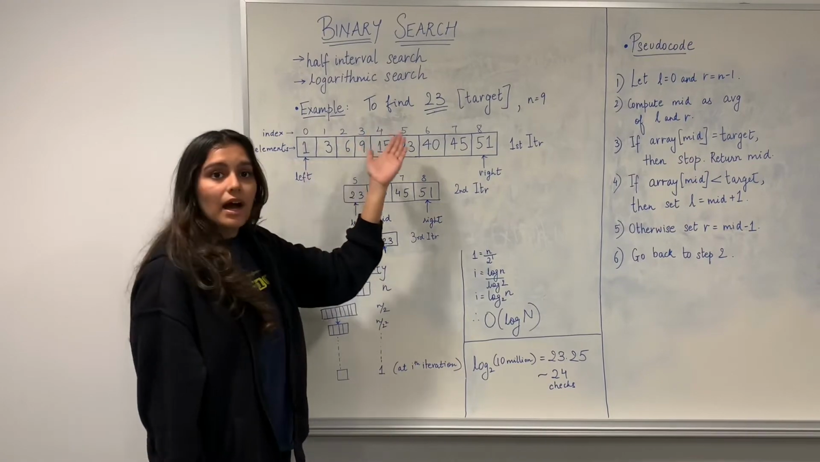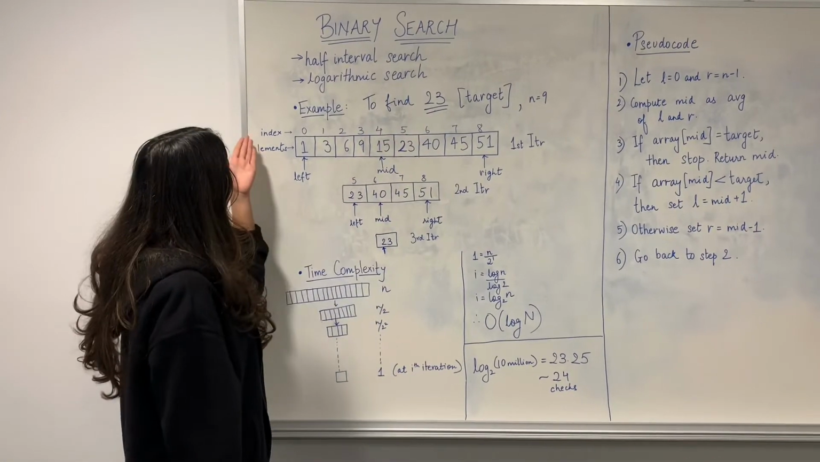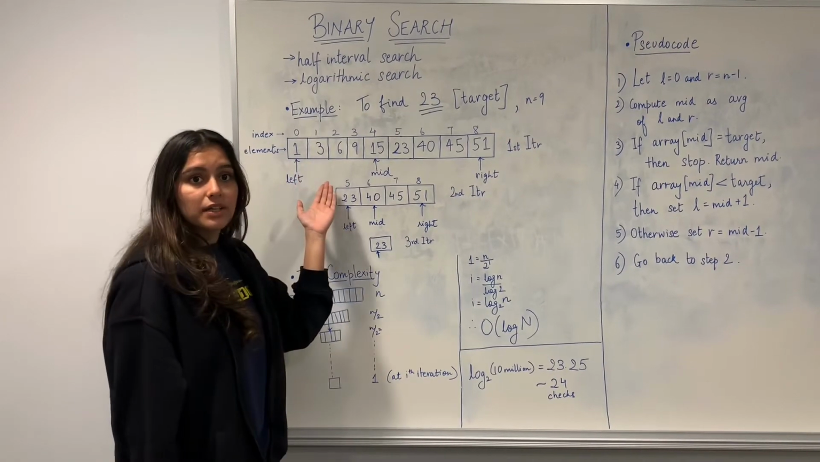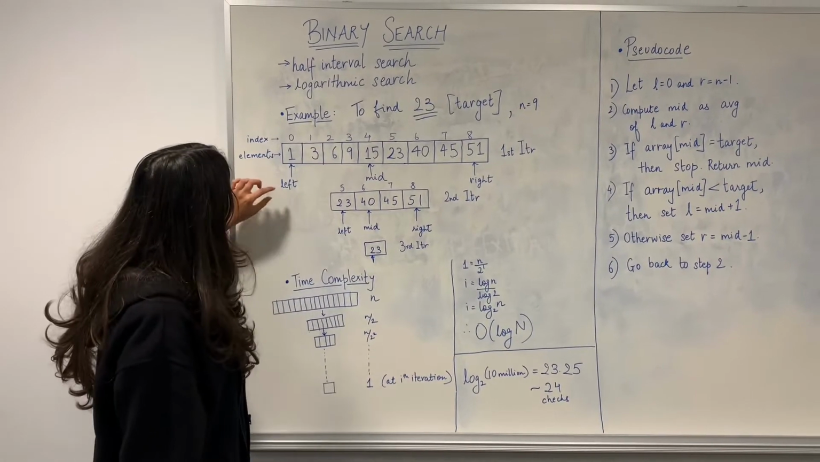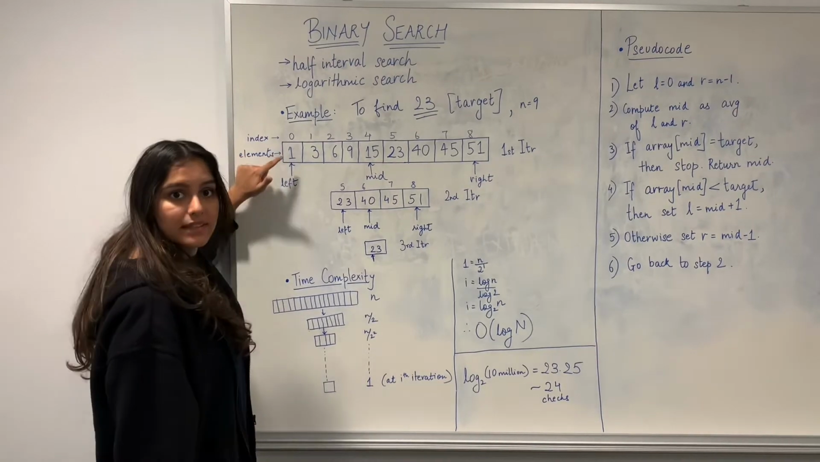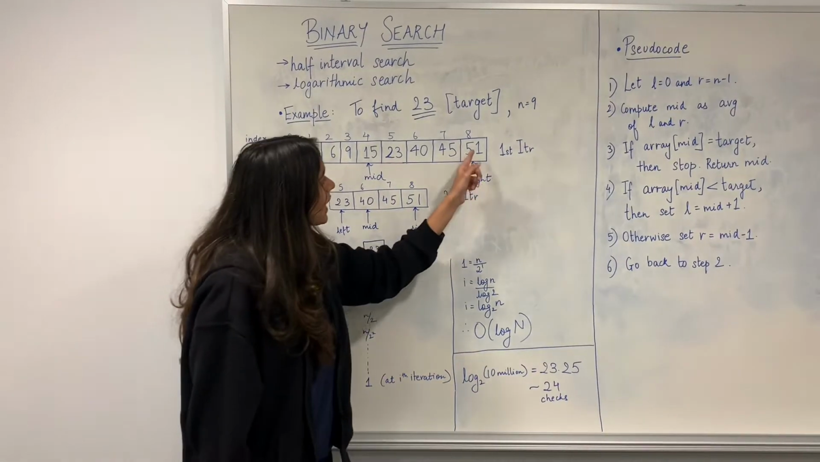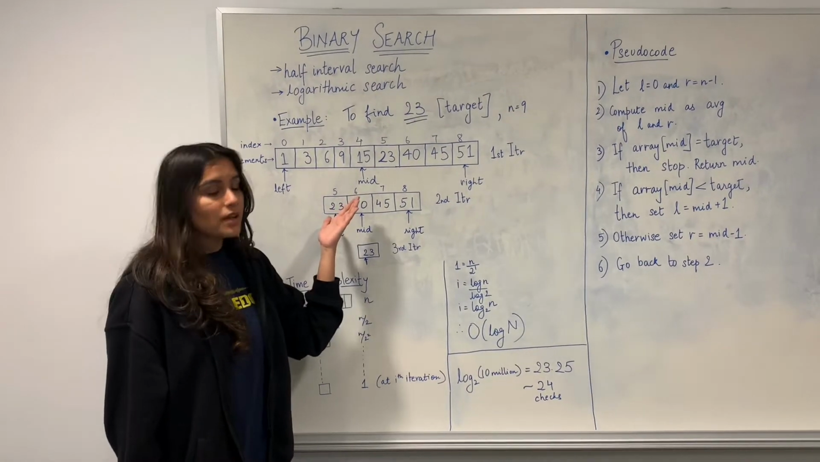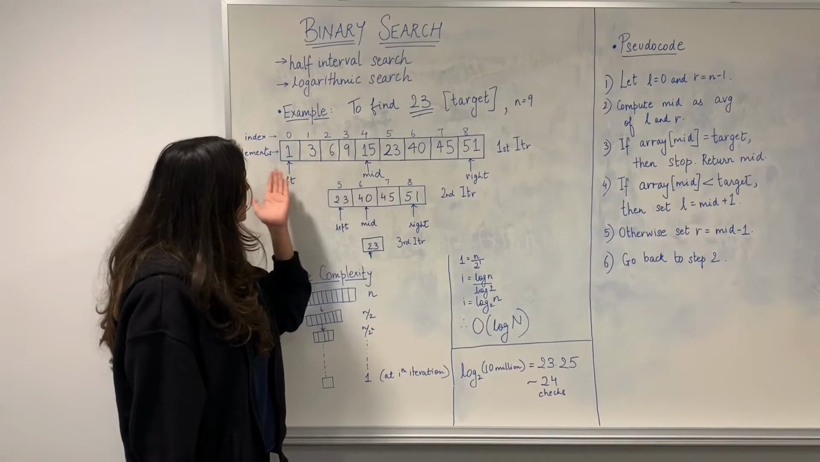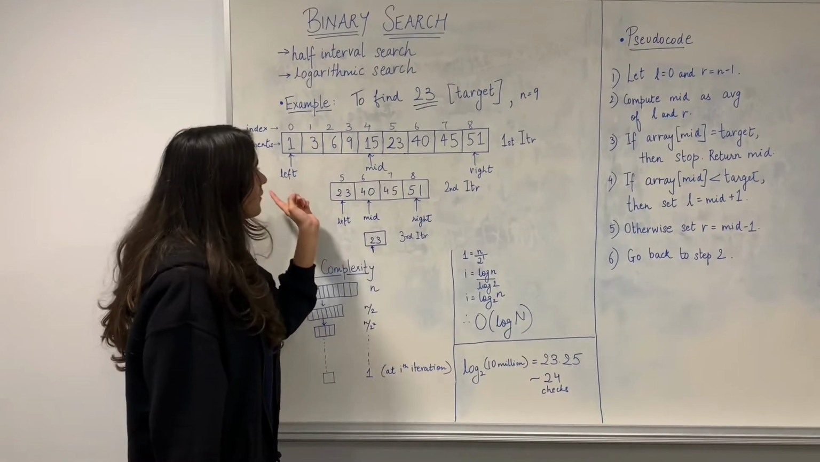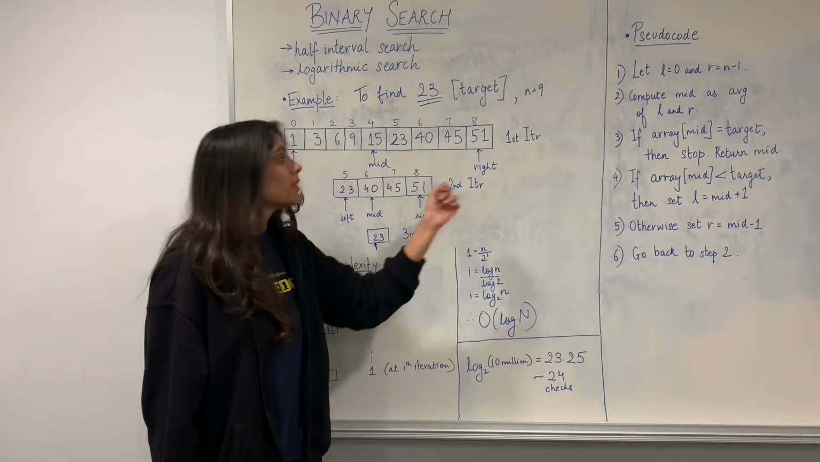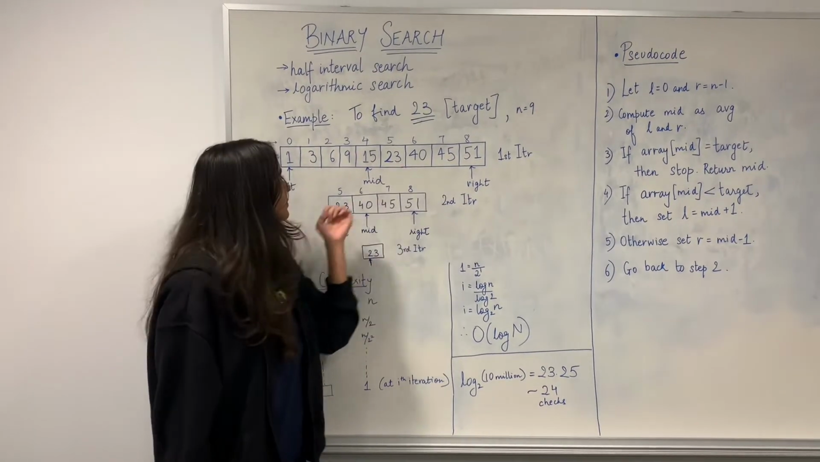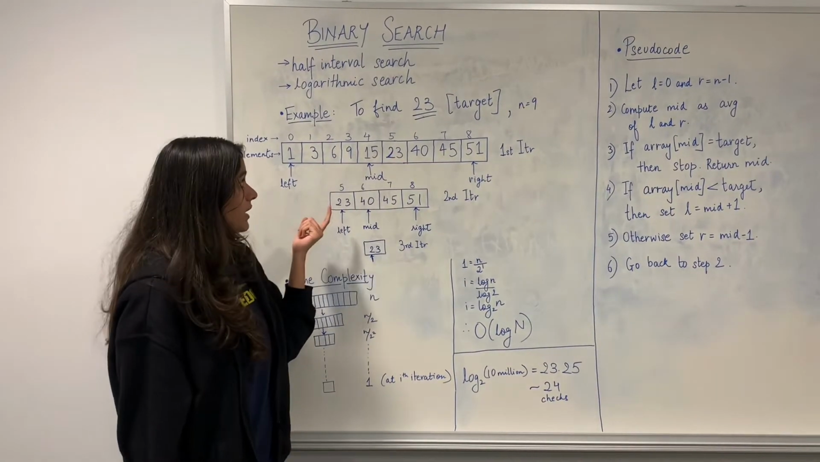Here, let's take the target as 23. I've written the indices of these elements here and this is our first iteration. So we'll initialize the left pointer to the leftmost element in this array and the right pointer to the rightmost element in this array. We first find the mid value, and we do that by averaging out the indices of left and the right elements. We get 4, as 0 plus 8 divided by 2 is 4. So 15 is our mid element.